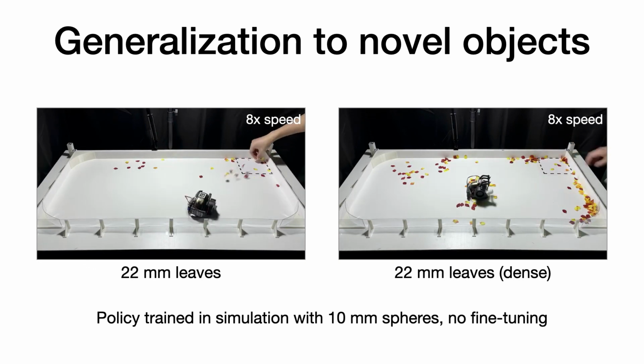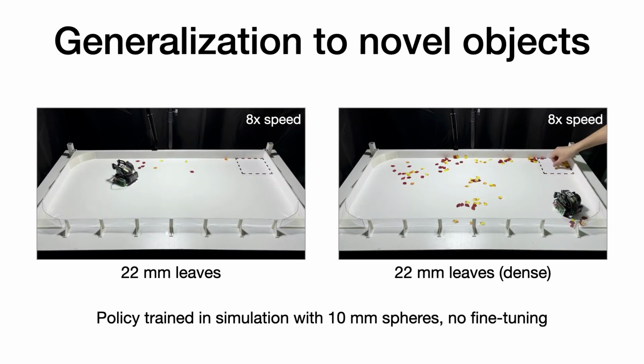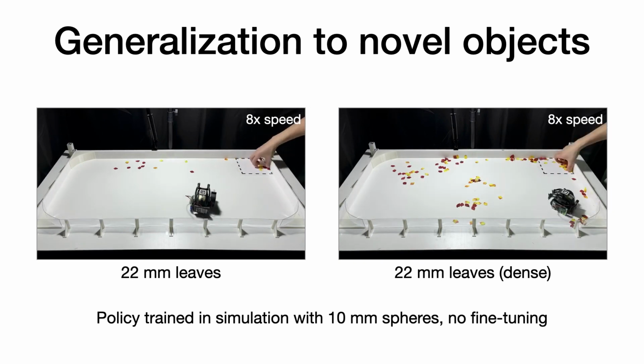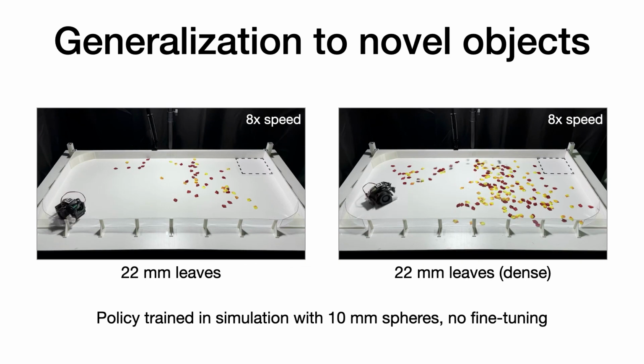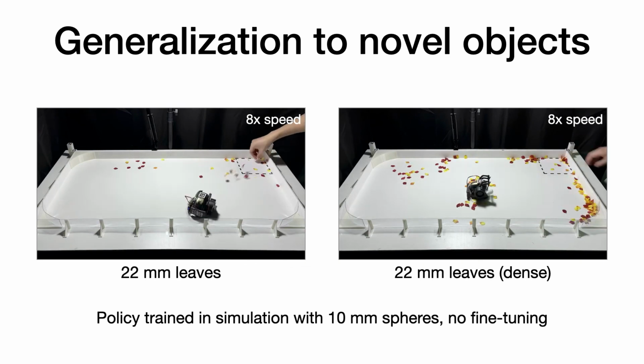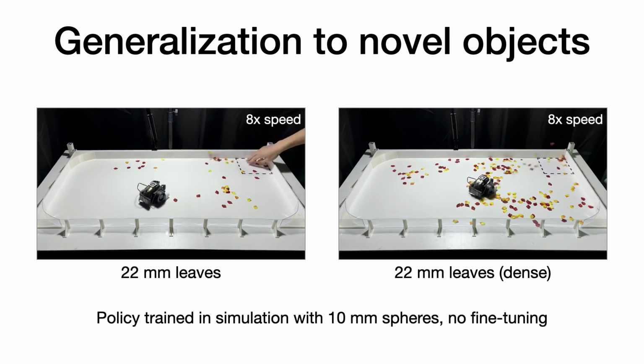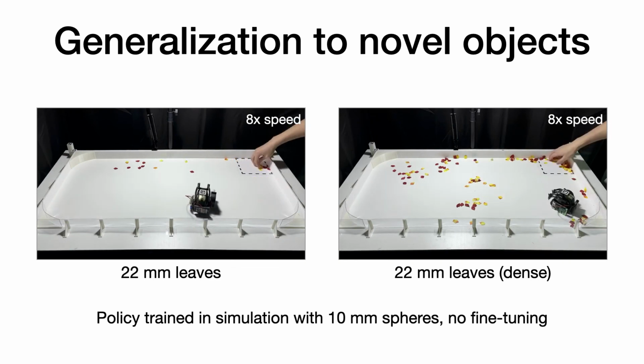As a final test, we look at whether a policy can handle loose maple leaves. Compared to the spherical objects used in training, these leaves exhibit much more complex dynamics due to their irregular shape and unpredictable movements. However, we observe that the robot can still complete the task effectively, again without any fine-tuning of the policy.